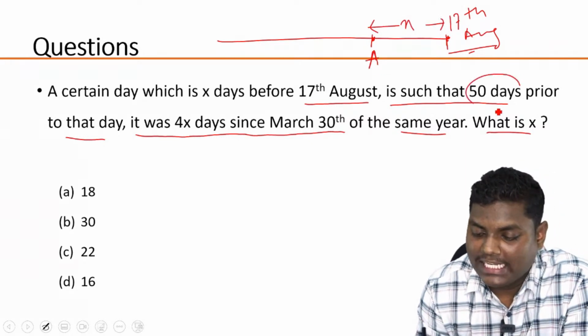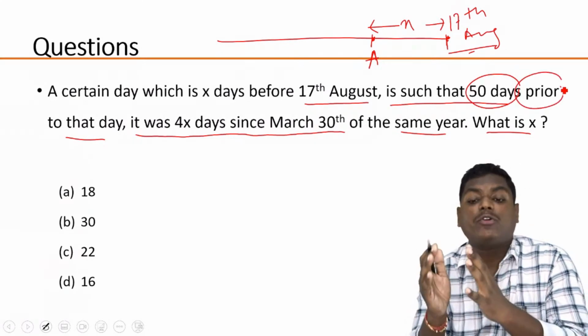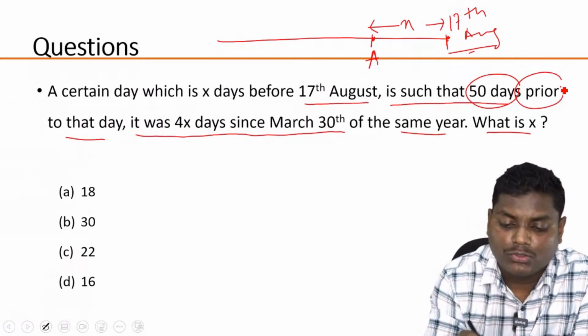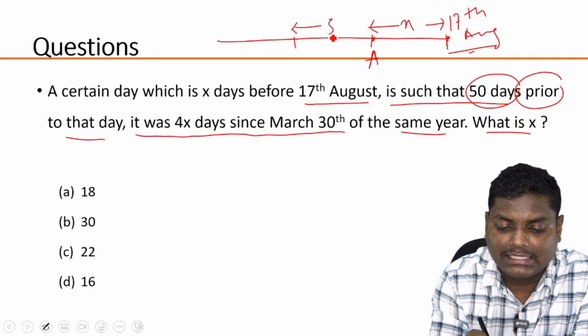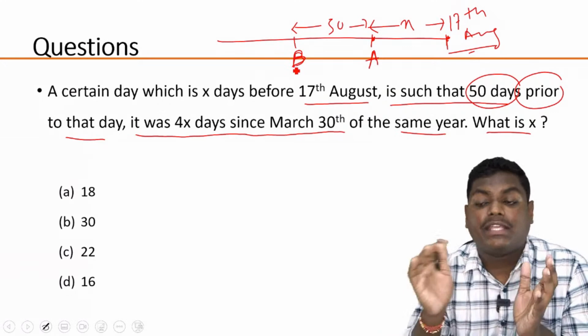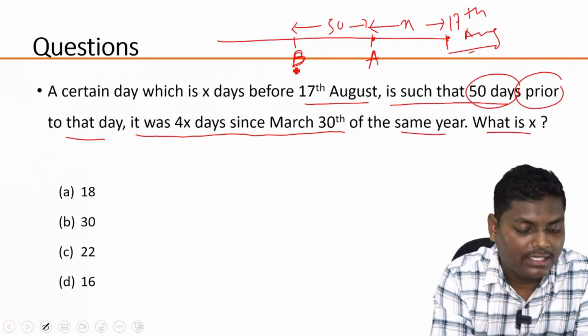Is such that 50 days prior to it. So 50 days prior to it means 50 days before it. So 50 days before A is this. Let's say this is B. 50 days before A is B. Just go through the question accordingly.